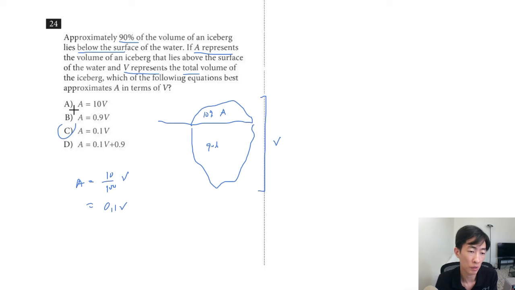Choice A would be, if A is 10 times V, that would mean the volume is 1/10 of what's above the surface. Doesn't make sense. Choice B, this is saying A is 90% of V, so that would be if A were at the bottom. Choice D, A is 10% of V plus 0.9. I don't know what that means. That's just weird. So the answer is going to be C.